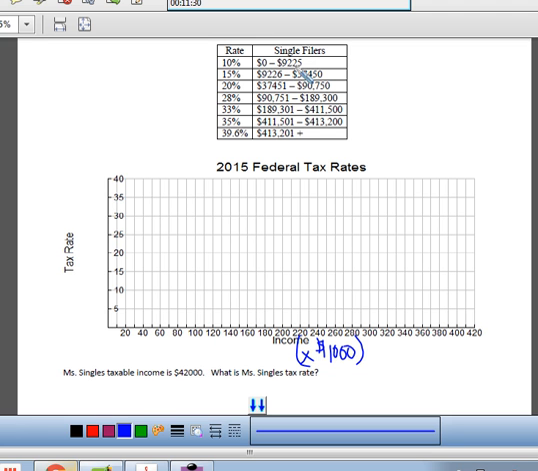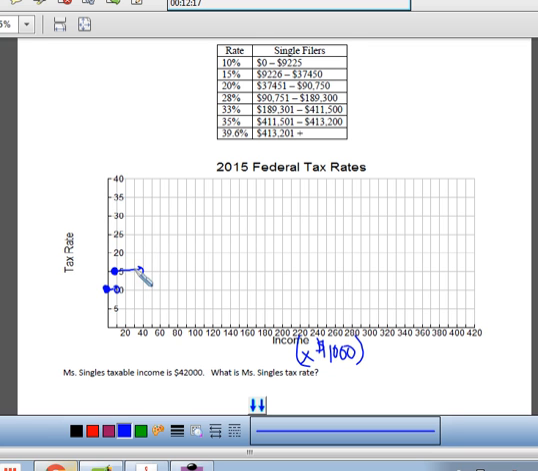So at 10%, it goes from $0 to $9,225. So here the tax rate is 10%. So it goes from 0, so I'm going to shade in that circle, up to 9,000, which is just below 10. So open circle here, connect it. 15% goes from, so right here, so I'm going to shade in this circle. It's basically the same as this open circle here, all the way up to 37,000, which is a little bit below 40. So right here, open circle.